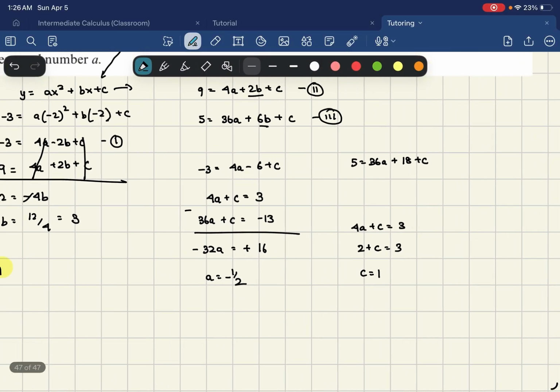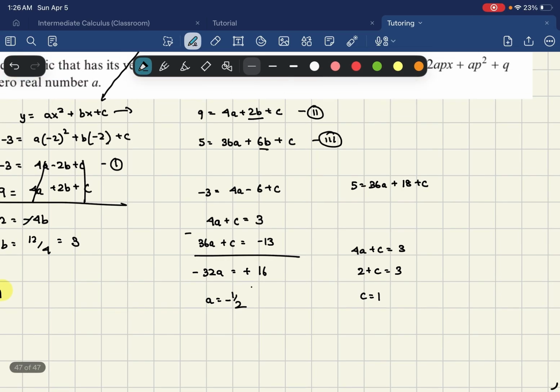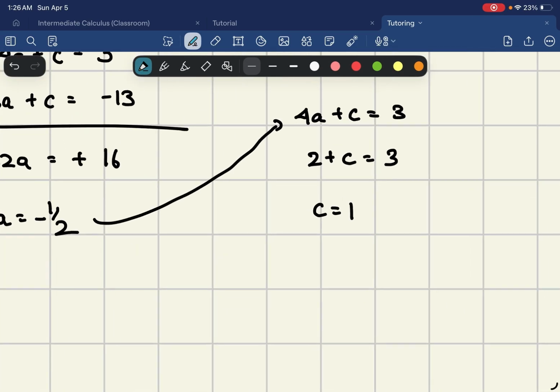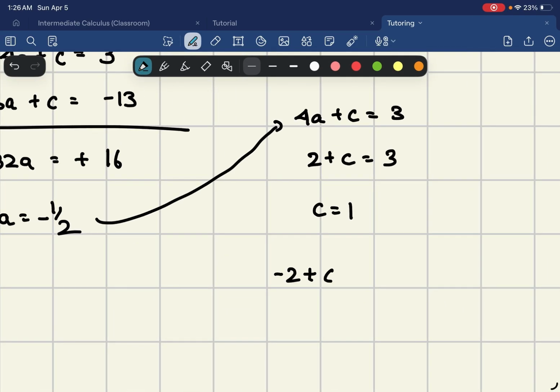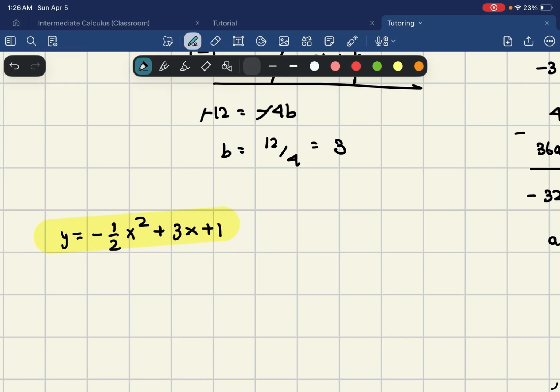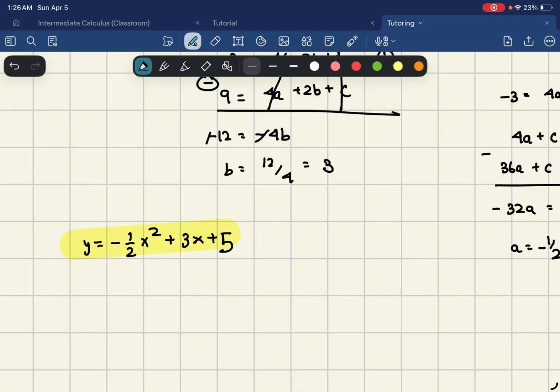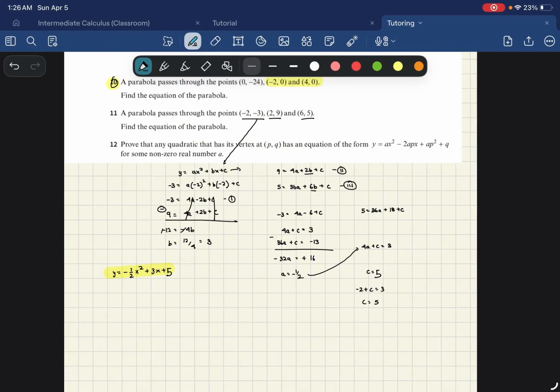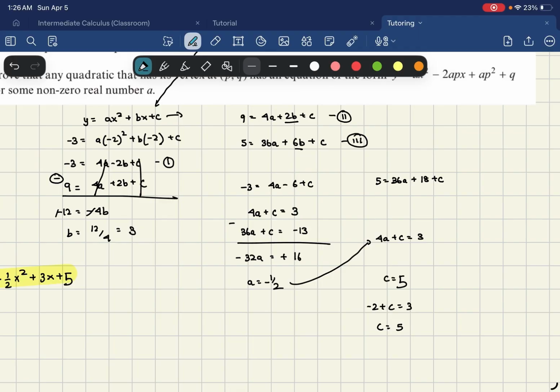And if I substitute this value here, so I get minus 2 plus c is equal to 3. c should be equal to 5. Sorry, I made a mistake. So c should be 5. All right, so I have minus 1 over 2 x squared plus 3x plus 5. That should be your answer.